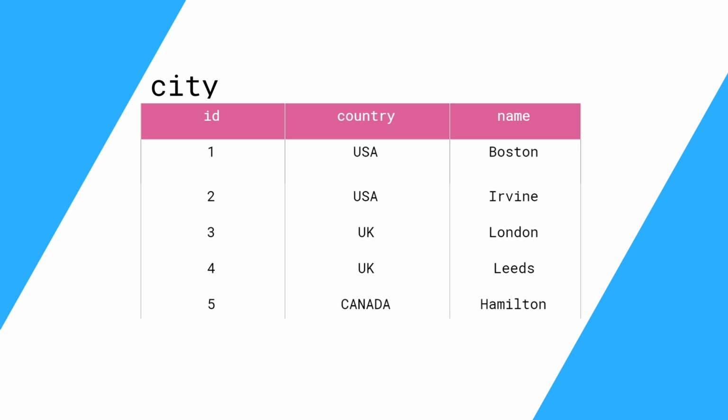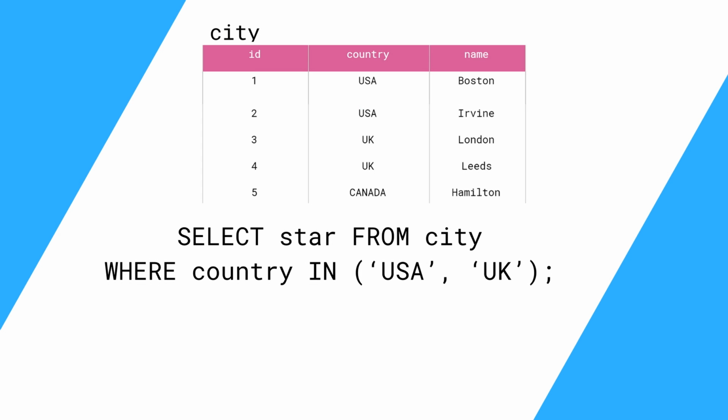Before we get to subqueries with multiple results, we'll first introduce a new SQL operator, which is IN. IN is an operator which allows us to provide more than one value for a column in the WHERE clause. For instance, if we want to find all cities in the US and UK at the same time, we could use the following query. SELECT * FROM city WHERE country IN ('USA', 'UK').